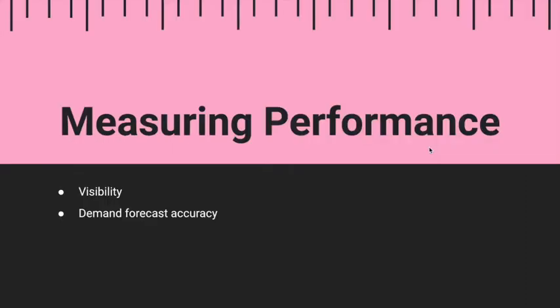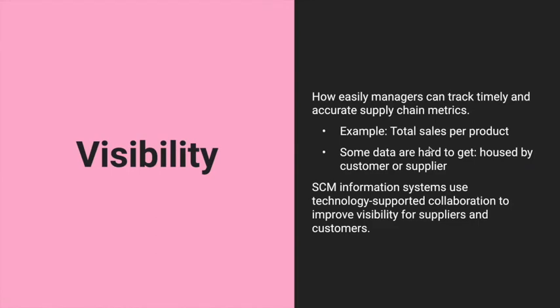Next up is the measurement of performance of a supply chain. So how do we actually measure the performance of a supply chain? Accurate and well-chosen metrics tell how well a supply chain decision is working. So first up, we have visibility. Visibility describes how easily managers can track timely and accurate supply chain metrics.